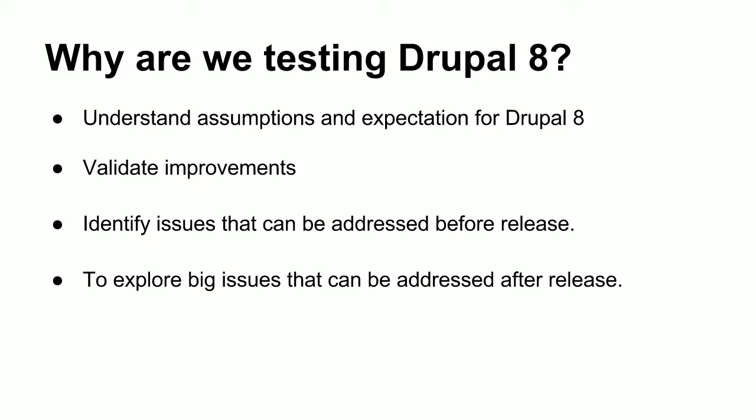So to give you a little bit of background of why we actually tested Drupal at this point in time, we wanted to understand what our assumptions were of how good some things were doing in Drupal 8, and to see what the expectations were of users coming into Drupal 8. So we wanted to validate whether what we did was right. And then we wanted to identify issues that we could still address before release, especially things that are really affecting the user experience. And then obviously we would also identify bigger issues that could then be addressed after release, for example, in 8.1 or 8.2.